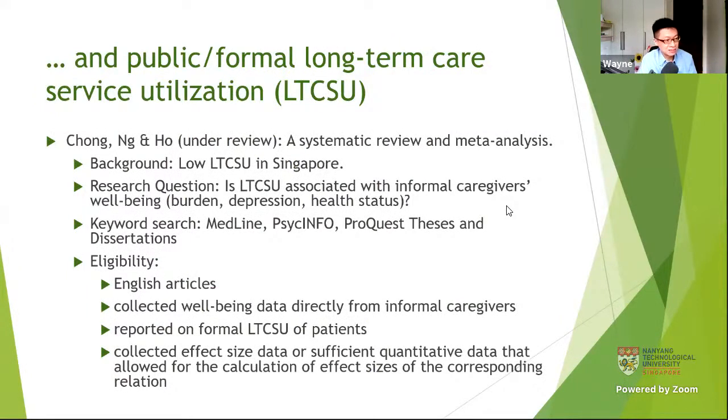My colleagues and I did a systematic review and meta-analysis on the association between, on the one hand, caregiver burden, caregiver depression, and caregiver self-perceived health status. And on the other hand, use or non-use or intensity of use of any long-term care facility, whether it's dementia care or day rehabilitation or nursing home or home therapy, home medical, and so on. Right?